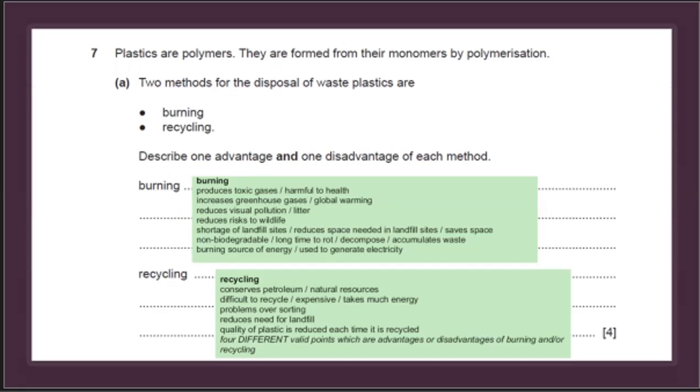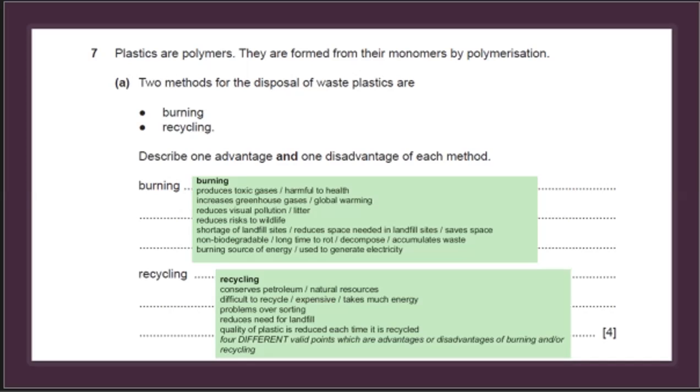All right, so plastics are polymers. They are formed from their monomers by polymerization. Two methods for the disposal of waste plastics are burning and recycling. Describe one advantage and one disadvantage of each method.